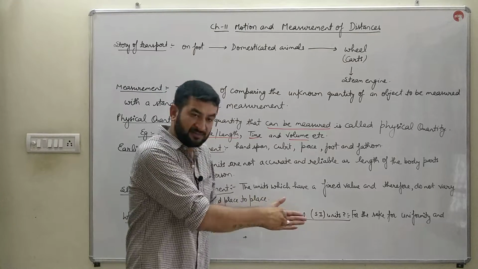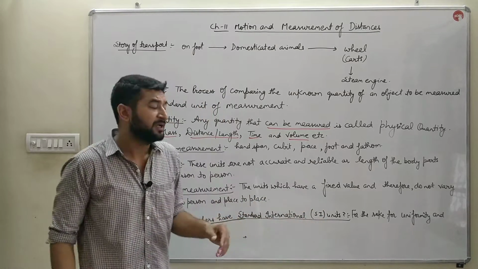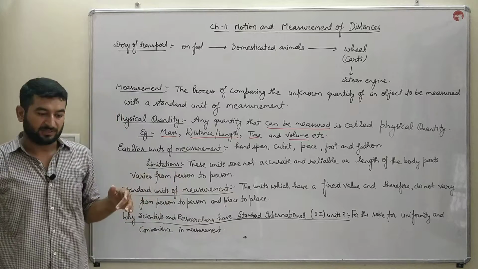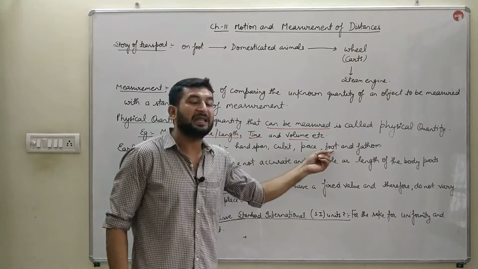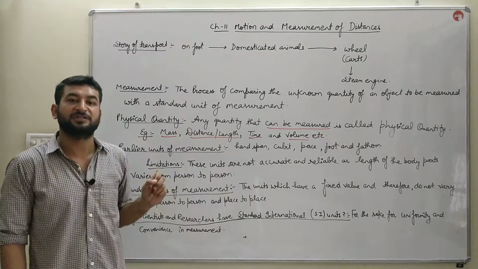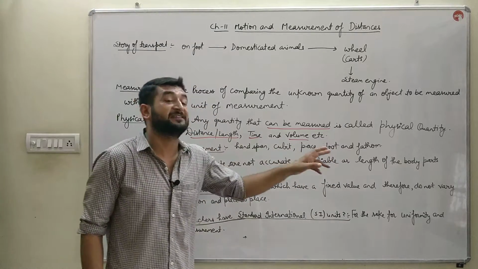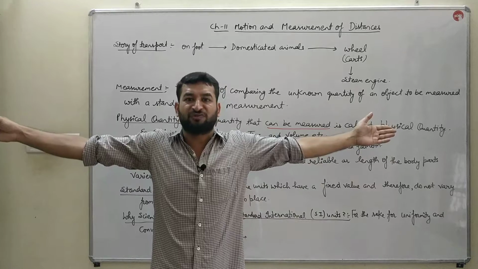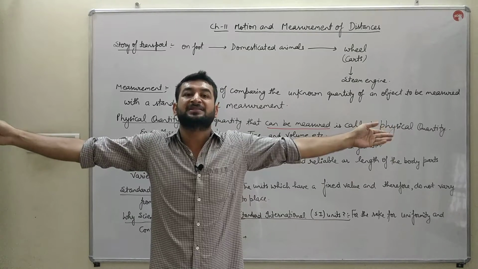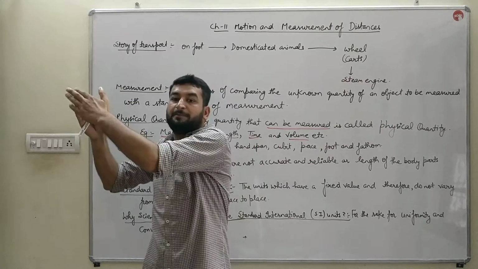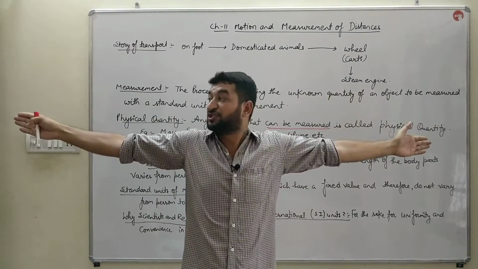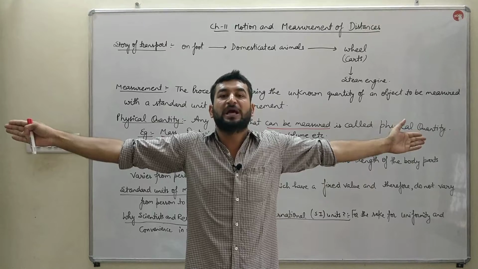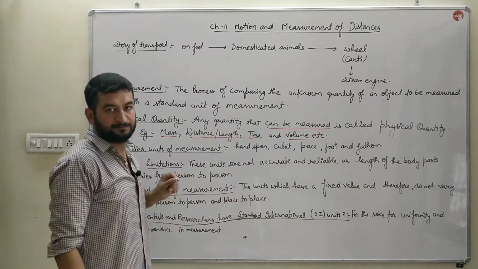The arm length is a cubit. Then pace. One step is referred to as a pace. Foot. The length of a foot of a person is a foot. Next, fathom. The outstretched arms are known as one fathom. The tip of this hand to the tip of this hand in stretched condition, that is known as one fathom.